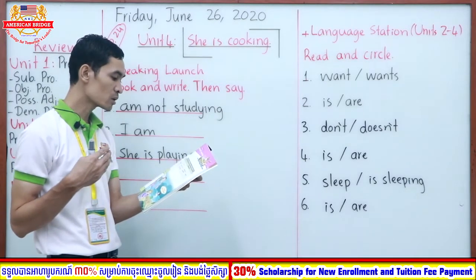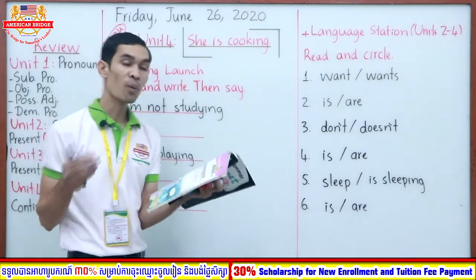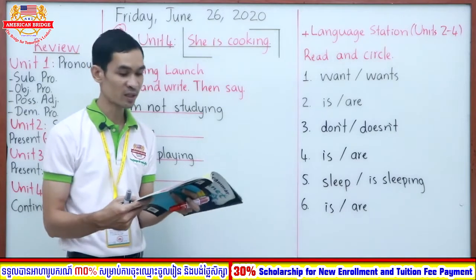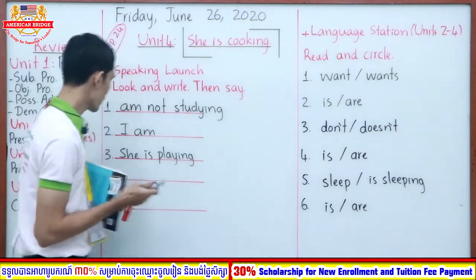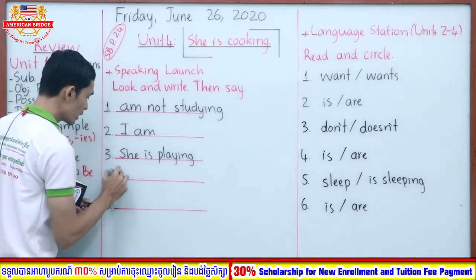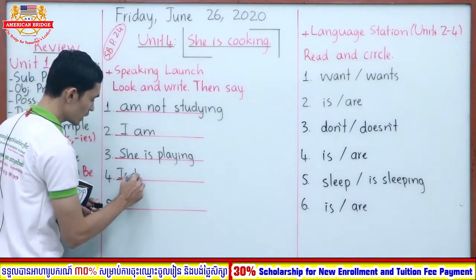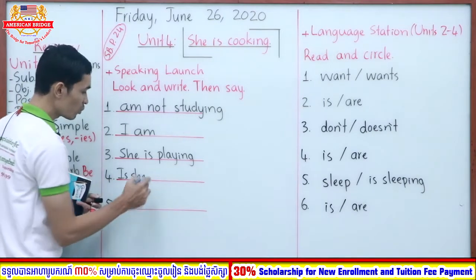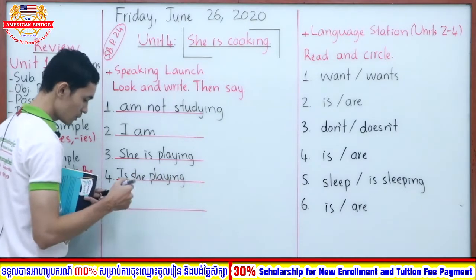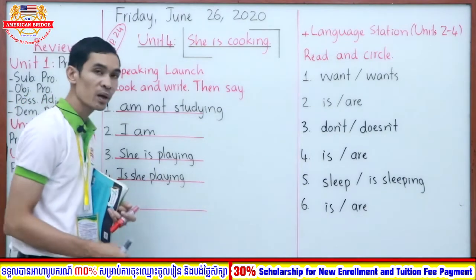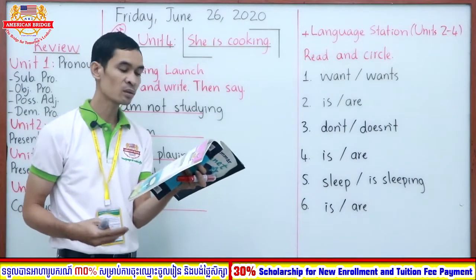How about number 4? Question and answer, right? So how do you make the question here? You have to move be to the front, right? Is, okay, and after that plus subject. What is the subject? She. Is she? What is the verb? Playing, right? Okay. Is she playing the violin?